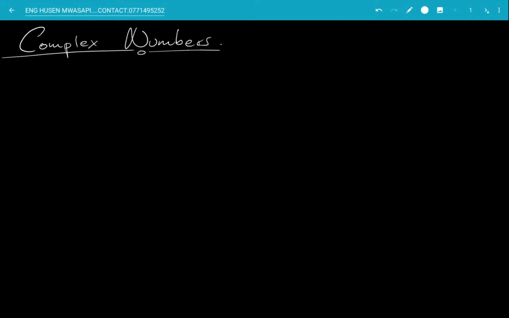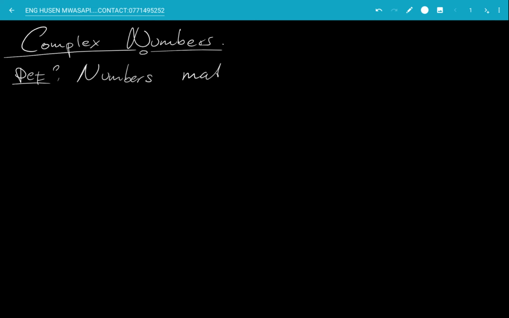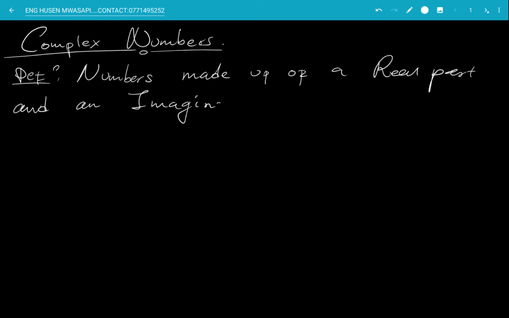Alright, every time you're looking at complex numbers, the first thing you should understand is the definition of complex numbers. Complex numbers are simply numbers that are made up of a real part and an imaginary part. Just like human beings have real friends and fake friends, even complex numbers have a real part and an imaginary part.